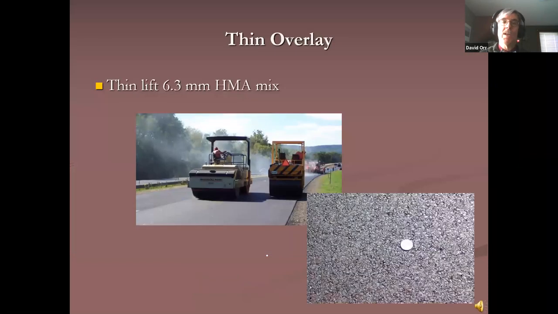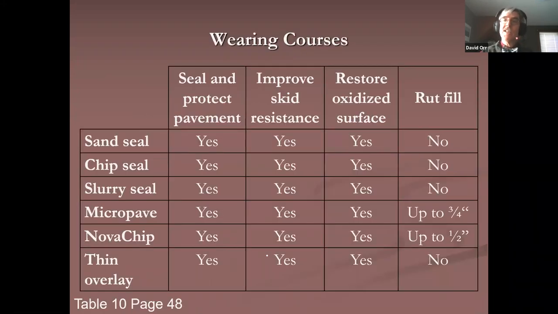Okay. Now, people go, well, I can overlay it with a thin lift 6.3 millimeter hot mix Superpave. It's still a wearing course. Unless it's more than about an inch thick, it's not adding any structural strength. And actually, one of the things about thin overlays is it doesn't fill ruts. Micropave and NovaChip are designed in such a way that you can fill some minor ruts. And we're talking up to maybe 3/4 of an inch for the macropave, unless you do something special. They were designed for that.